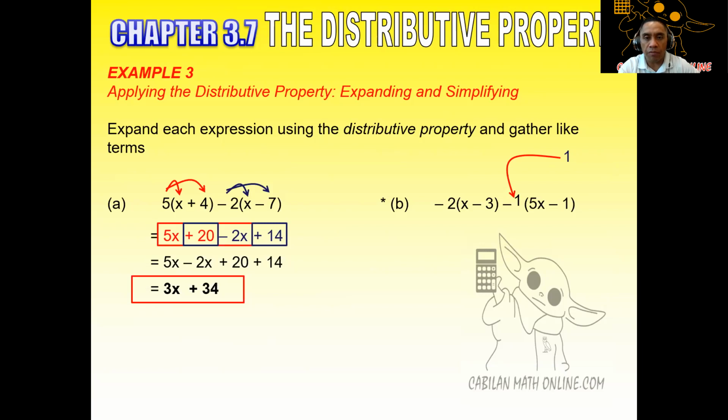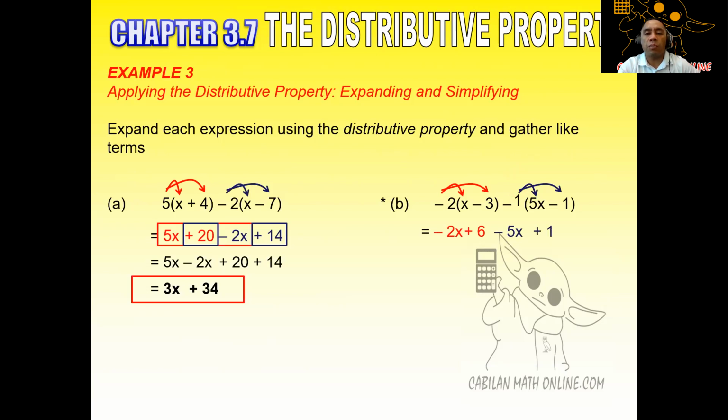All right, so we're going to start off with negative 2. We're going to multiply the negative 2 to the x and the negative 2 to the negative 3. So that gives me negative 2x plus 6. Okay, and the next part here, we're going to distribute the negative 1 to the 5x and the negative 1 to the negative 1. So again, when we multiply the negative 1 to the 5x, it gives me negative 5x, and negative 1 times negative 1 gives me positive 1.